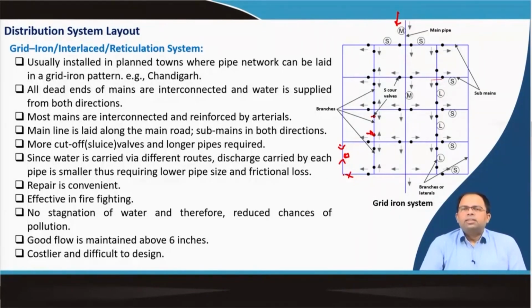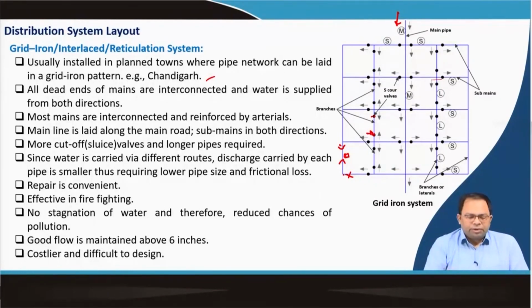As you can see, the network itself suggests that it is possible in a grid network setting, which is more or less a formal setting, like a formal transportation or road network, because most of the pipelines will follow the road network, and it is usually installed in cities like planned towns, like in the case of Chandigarh. Dead ends of mains are interconnected and water is supplied from both directions, and most mains are interconnected and reinforced by arterials, as we are discussing. The main line is along the main road and submains go in both directions, and more cut-off valves or sluice valves and longer pipes are required compared to the dead end system.